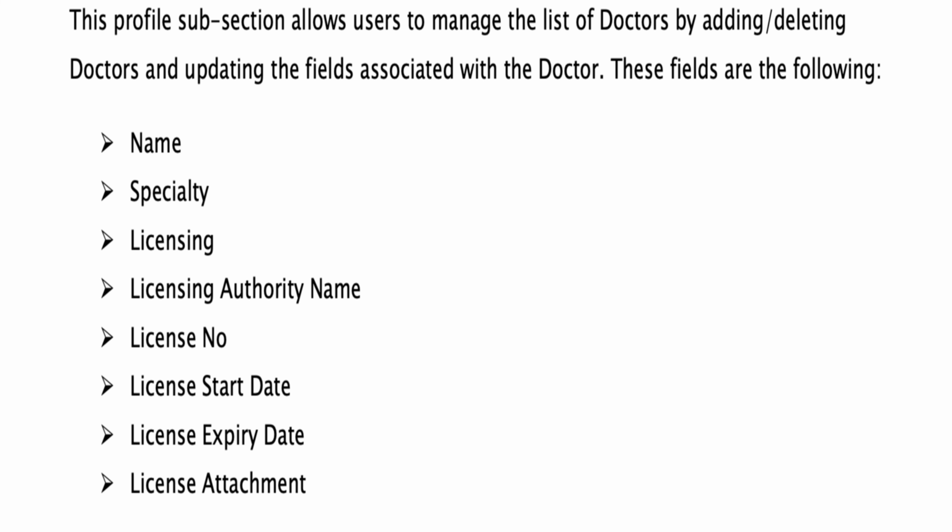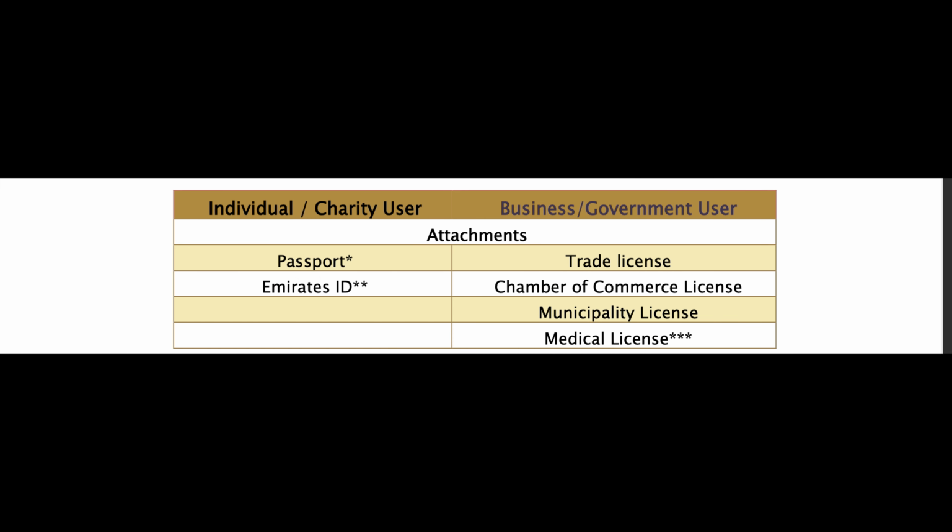And you will also be able to attach a few documents. With respect to an individual, you can attach your passport and the Emirates ID. Whereas with respect to a business or government user, you can upload the trade license, the chamber of commerce license, the municipality license and the medical license based on applicability, right? So you can see that once you update the account data, then the contact information, you'll be able to upload the necessary information, right? So I hope this is clear, my friends.